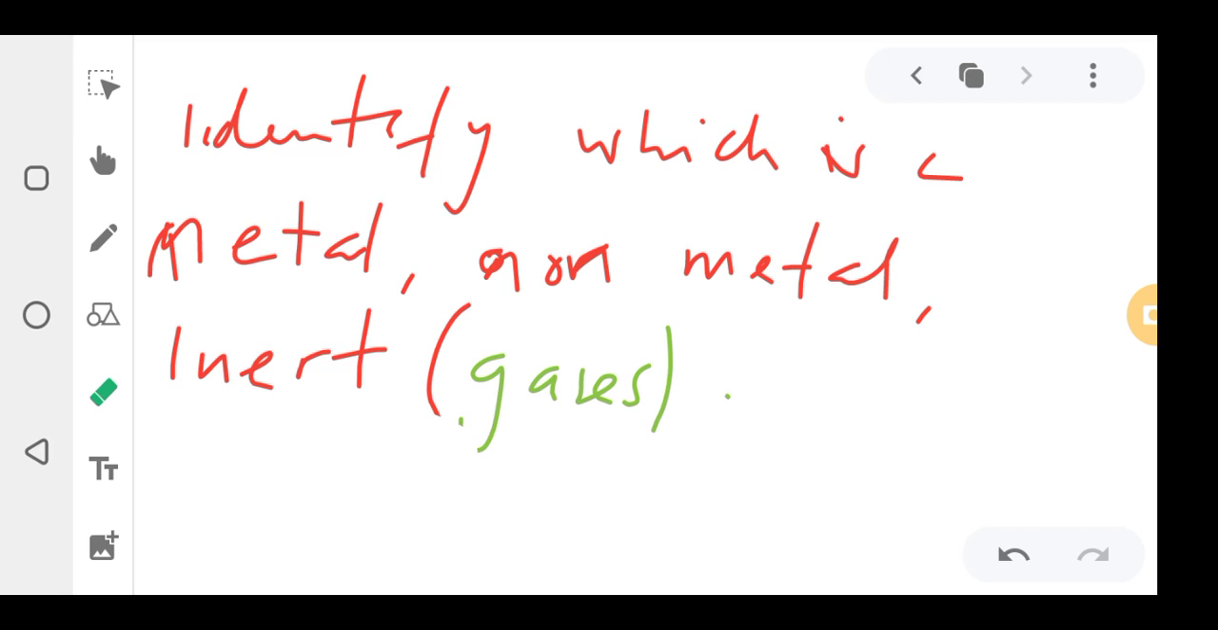Identify which element is a metal, non-metal, or inert gas. So these are the elements. I'll list for you the elements.